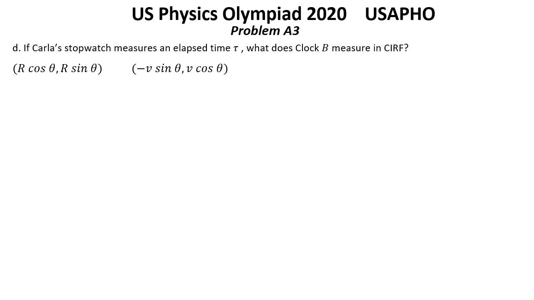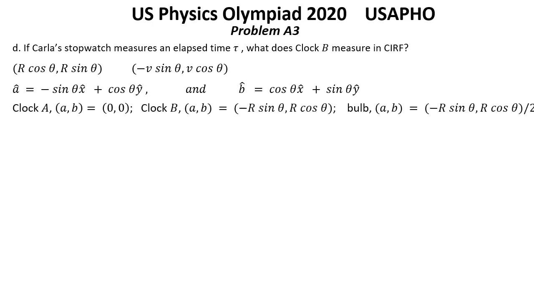In CIRF, the math is a little more complicated. We first rotate our lab coordinates so that A equals negative sine theta x plus cosine theta y, and B equals cosine theta x plus sine theta y. We now give the coordinates of the clocks and bulb in the rotated lab frame like this.